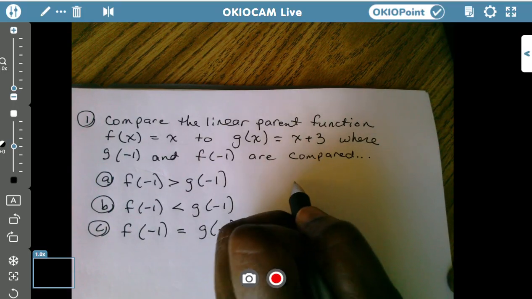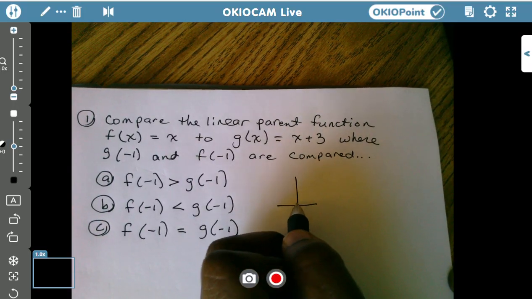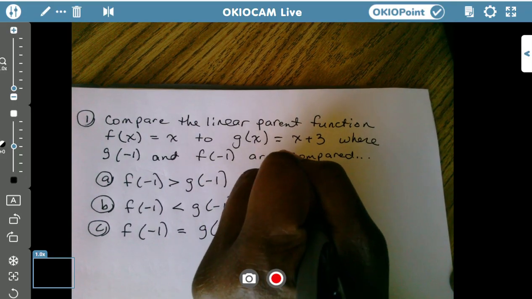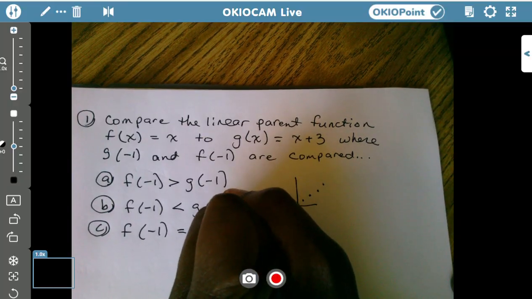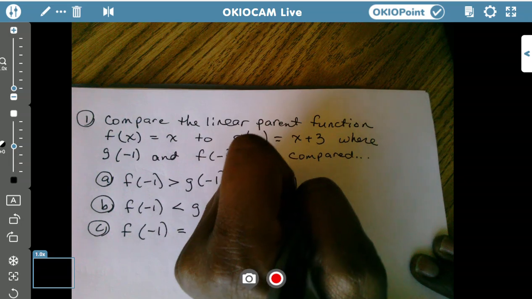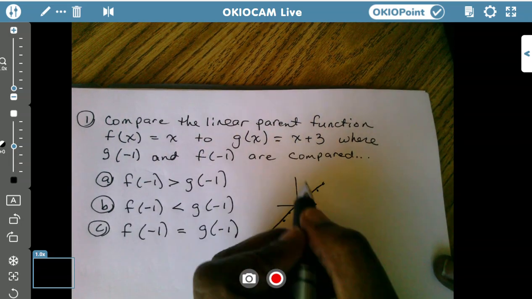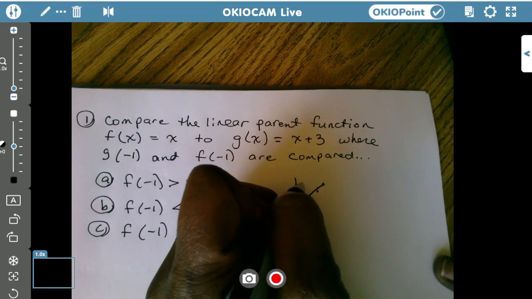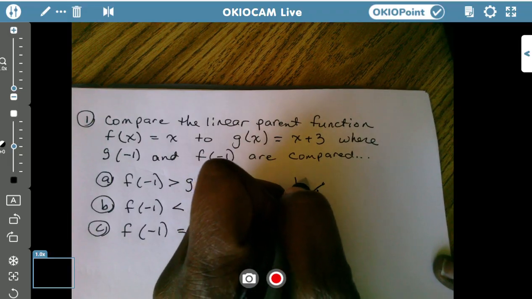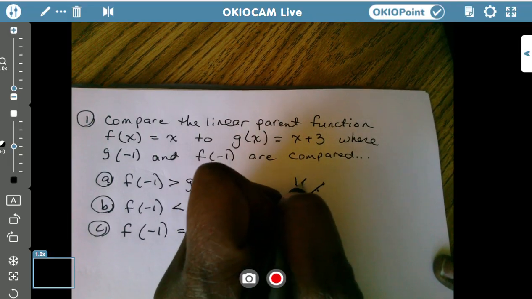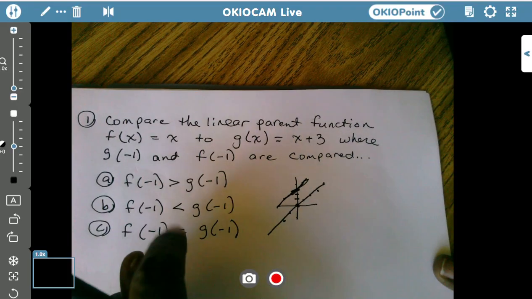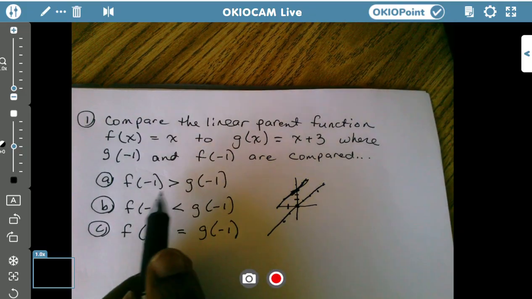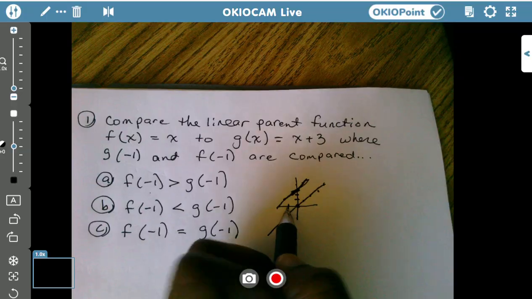I think we need to understand what happens on this function. The parent function has a positive slope, and when x is y, y is x. So 1, 1, 2, 2, 3, 3, 4, 4. The first line has a positive slope. The second line intersects the y-axis at positive 3 and also has the same slope. So it's the same shape, but it shifted up. So we're going to compare what happens at -1 when x is -1.